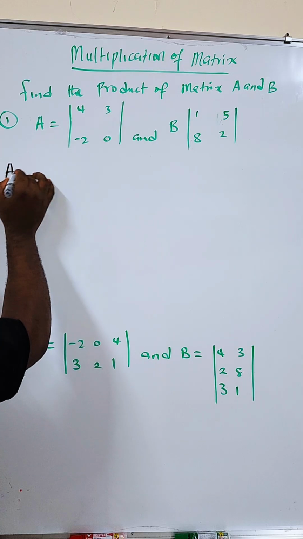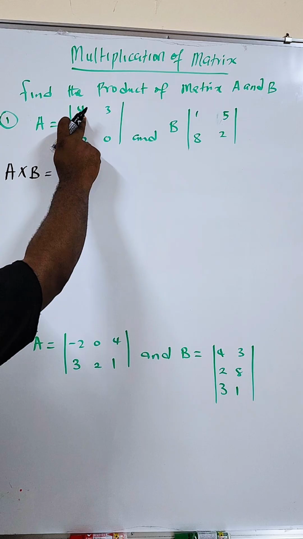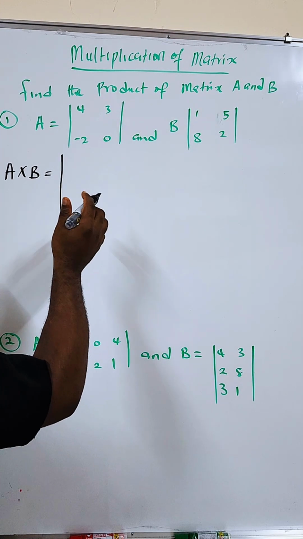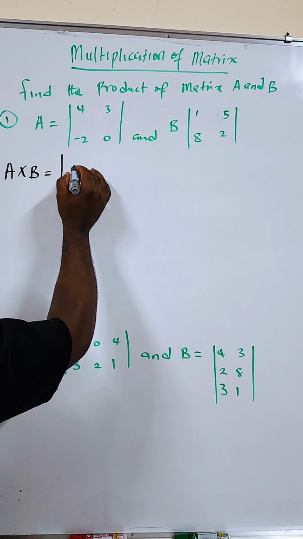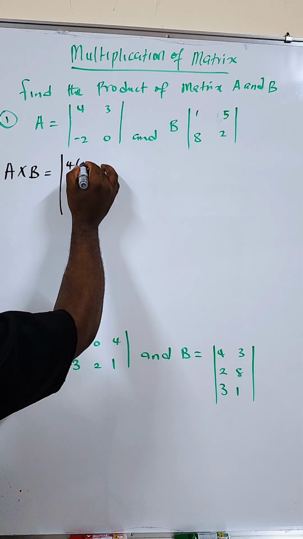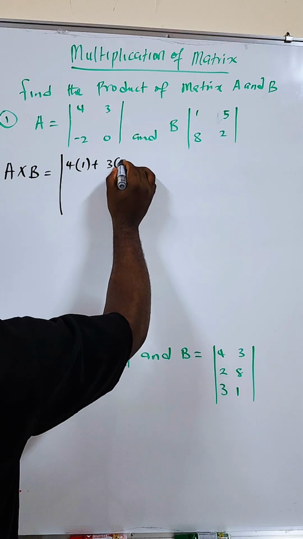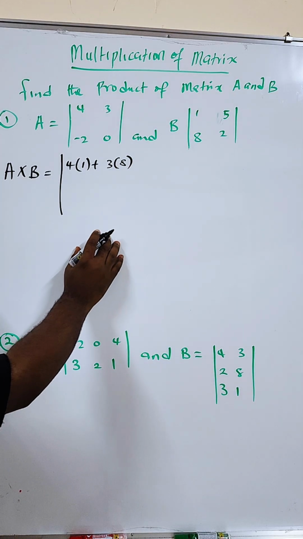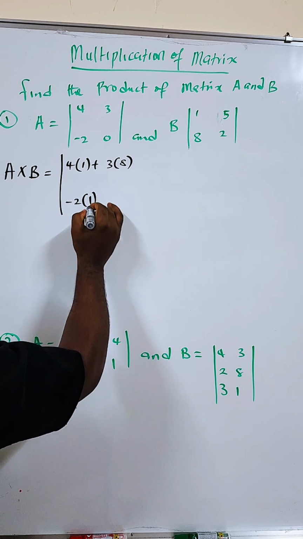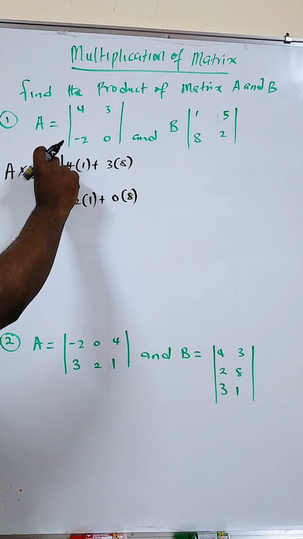So we have matrix A multiplied by B is going to give rise to. We use our first row to multiply the first column of the second matrix. Just see how I do it. We have 4 multiplied by 1 plus 3 multiplied by 8. That's how to do it. Then we also have negative 2 multiplied by 1 plus 0 multiplied by 8. So that is our first column.